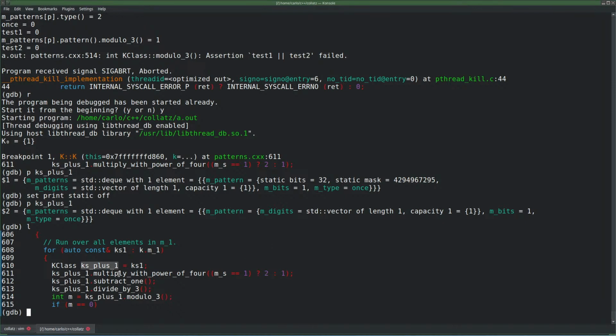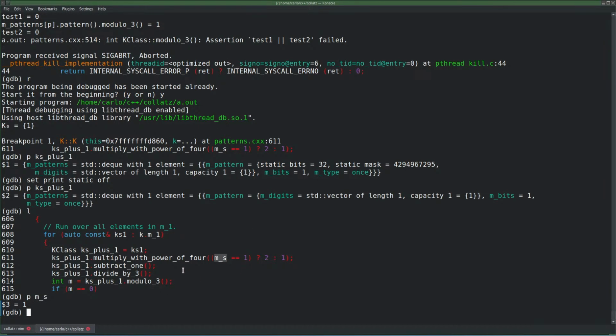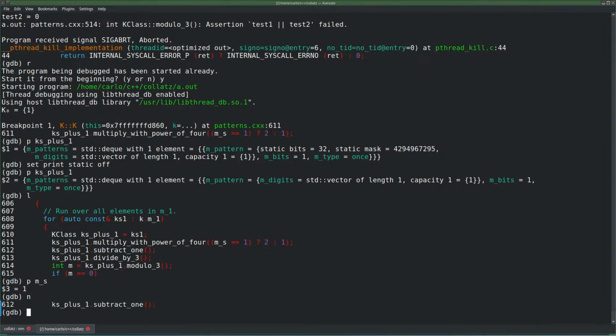Then we do multiply with power of 4. And ms is 1. So I multiply with a power of 4 the minimum power of 2. So 16 or 64 or 256, etc. I thought I saw that working, so I'm just doing next and then print it again.